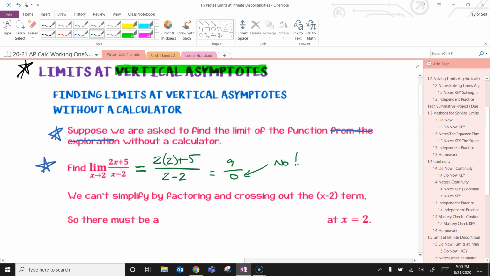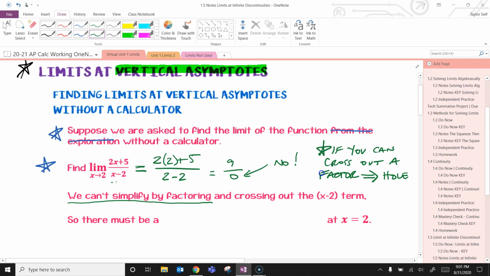Okay, so our next step would be to factor and cancel out this x minus 2, right? But we actually can't simplify this one by factoring and crossing out the x minus 2 term because you can't factor the top. You can't factor 2x plus 5. So if we could cross out, just so you know, you need to write this down. If you can cross out a factor, you have a hole. This double little arrow thing means this implies there's a hole. But we cannot cross out.